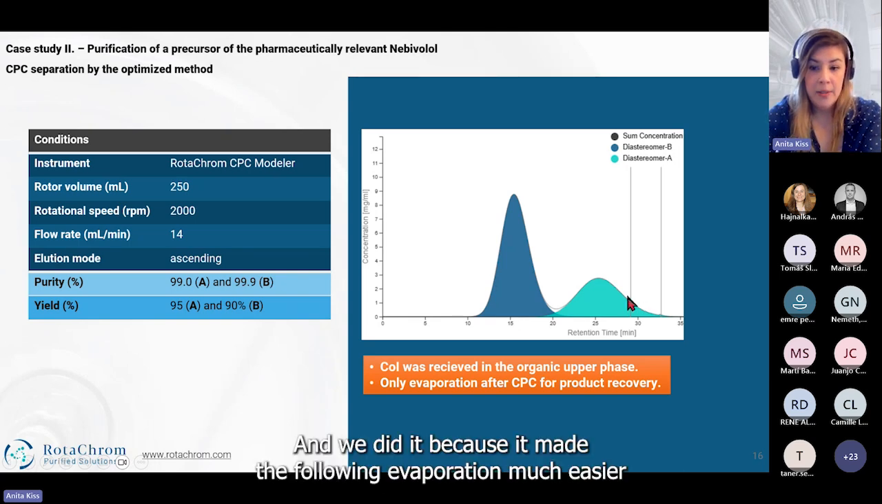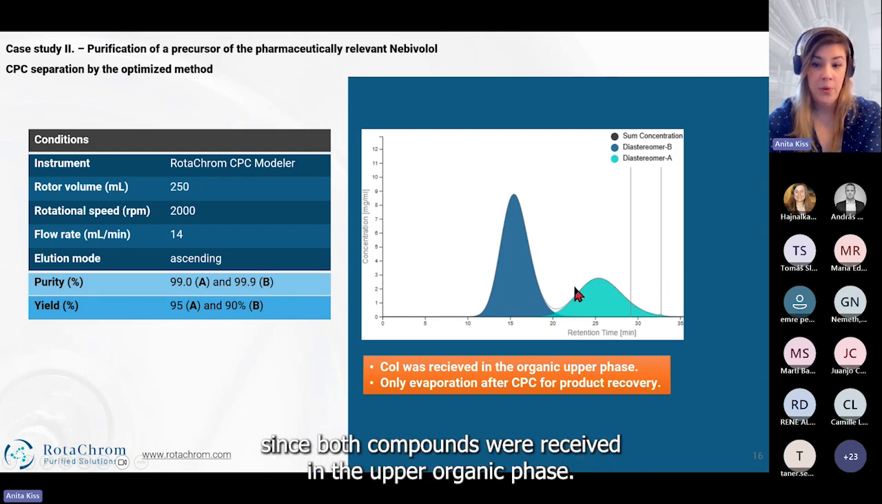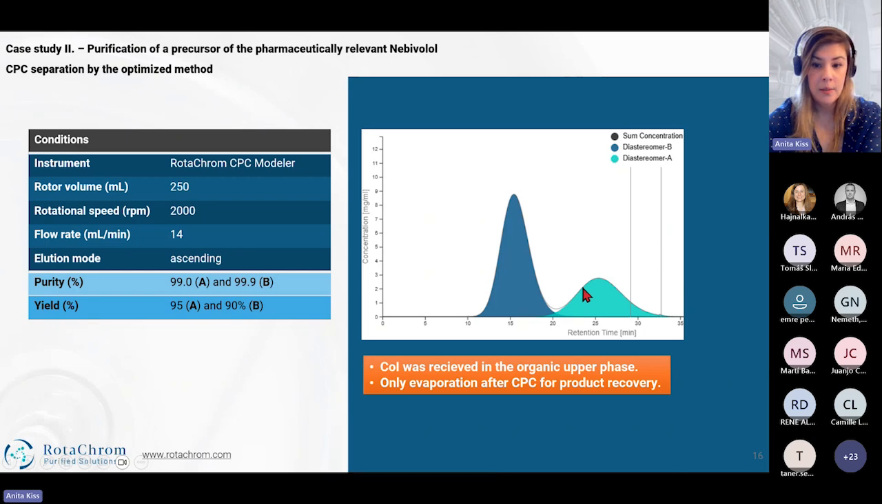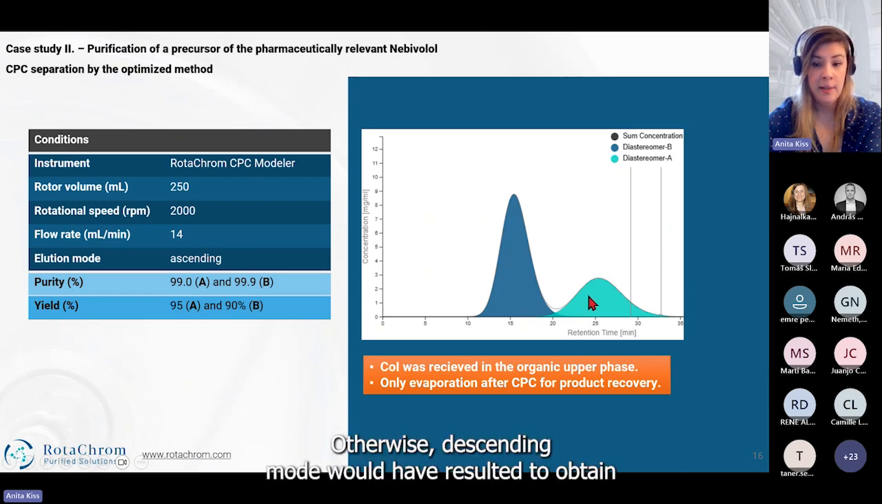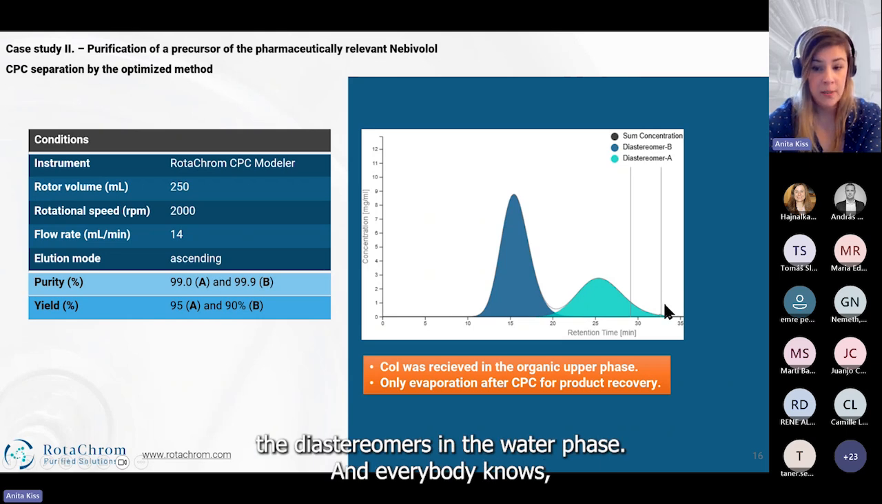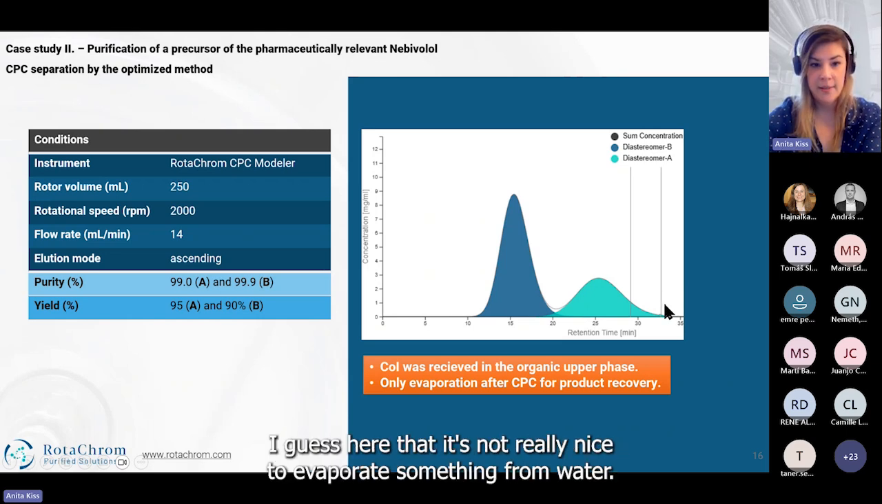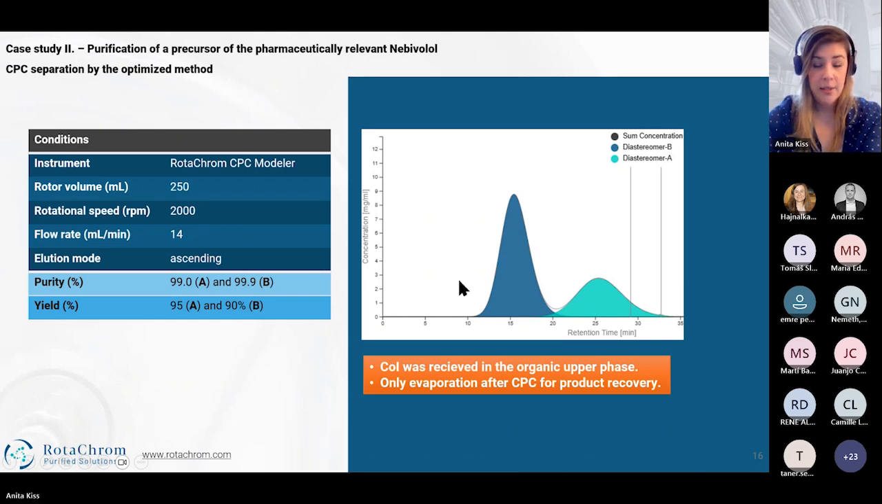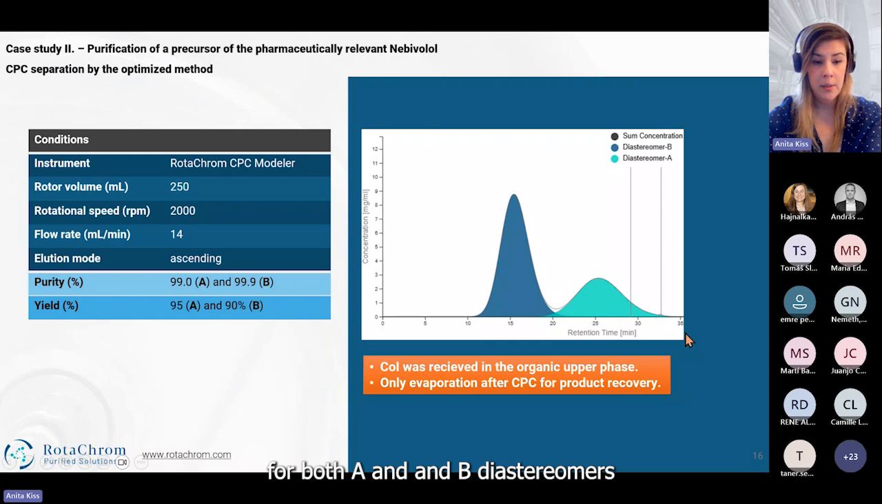We did it because it made the following evaporation much easier, since both compounds were received in the upper organic phase. Otherwise, descending mode would have resulted in obtaining the diastereomers in the water phase. And everybody knows, I guess, that it's not really nice to evaporate something from water. So baseline separation occurred. We obtained 99 plus purity for both A and B diastereomers, above 95% isolated yields for both products.